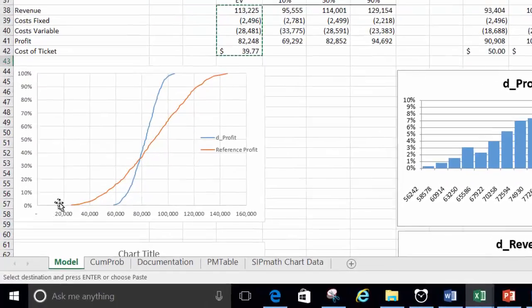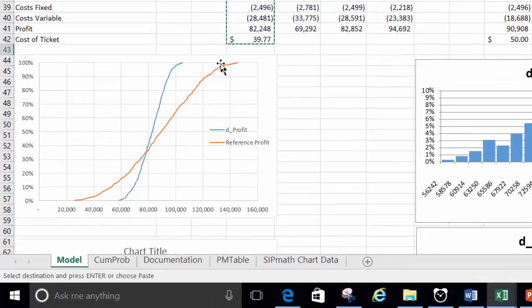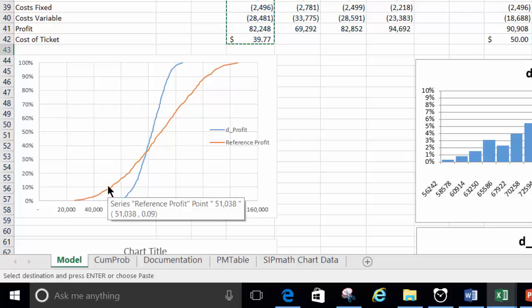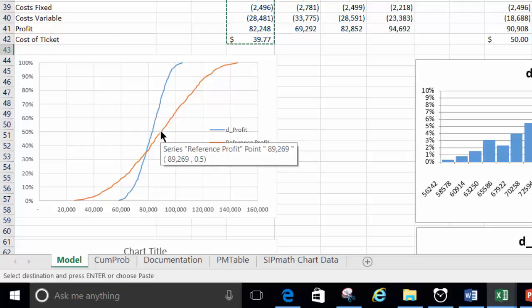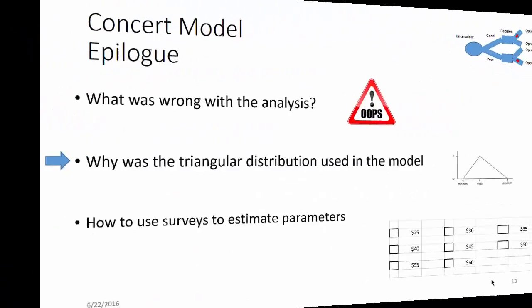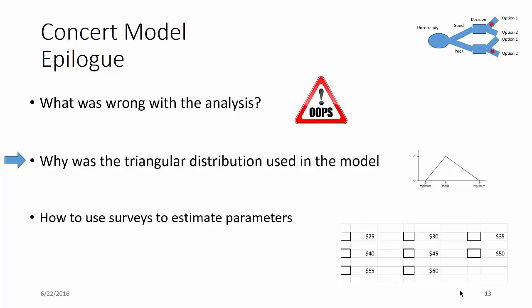We can compare our original profit distribution now to our maximized profit distribution at $39.77. So what we can see is we have much less downside, but we also have much less upside. And although I don't see the expected value here, the expected value has gone down a little bit, probably in that neighborhood of $10,000 or less.